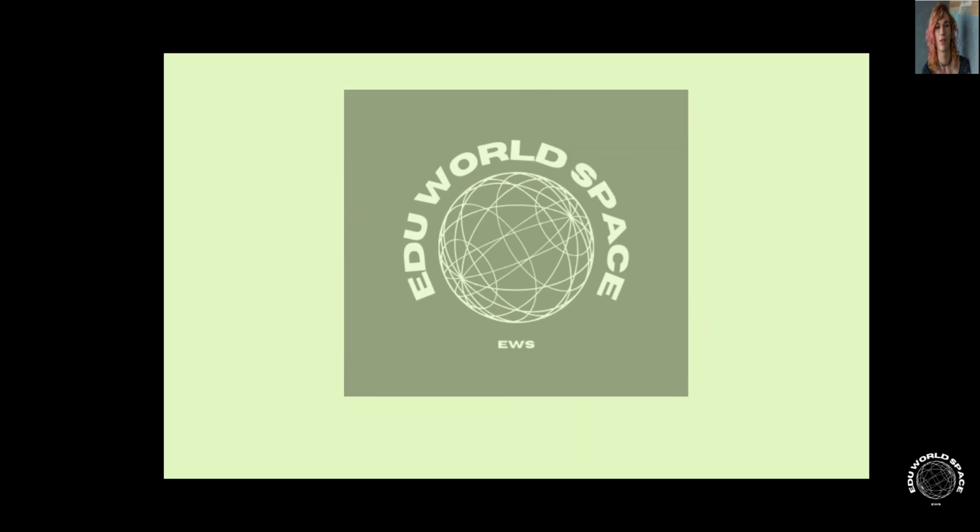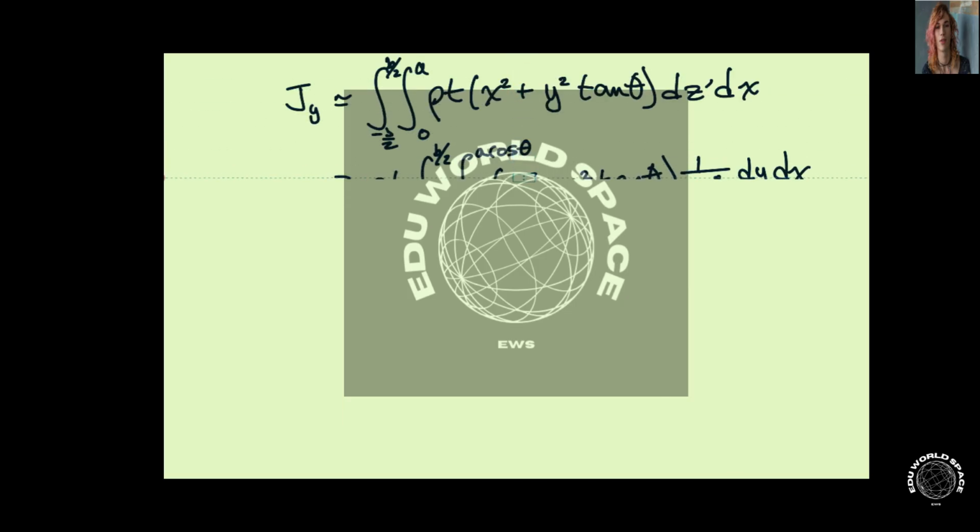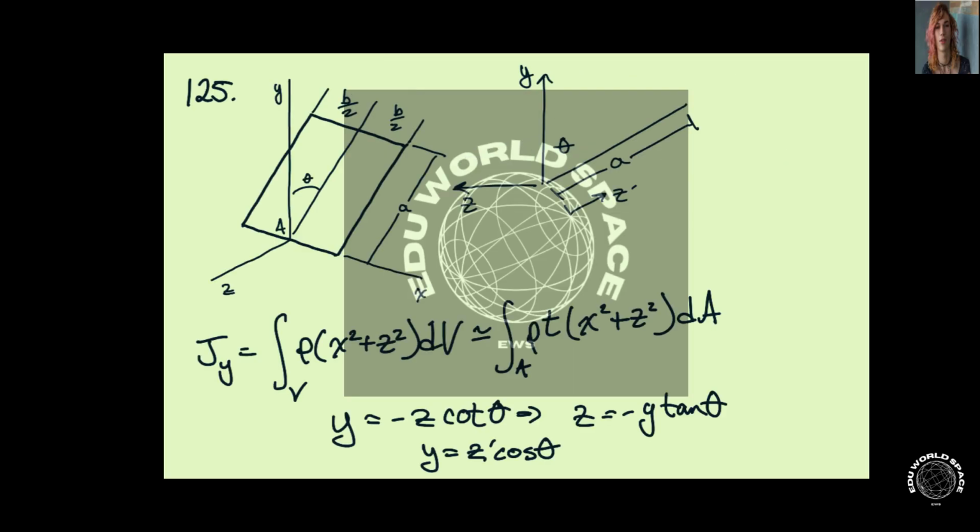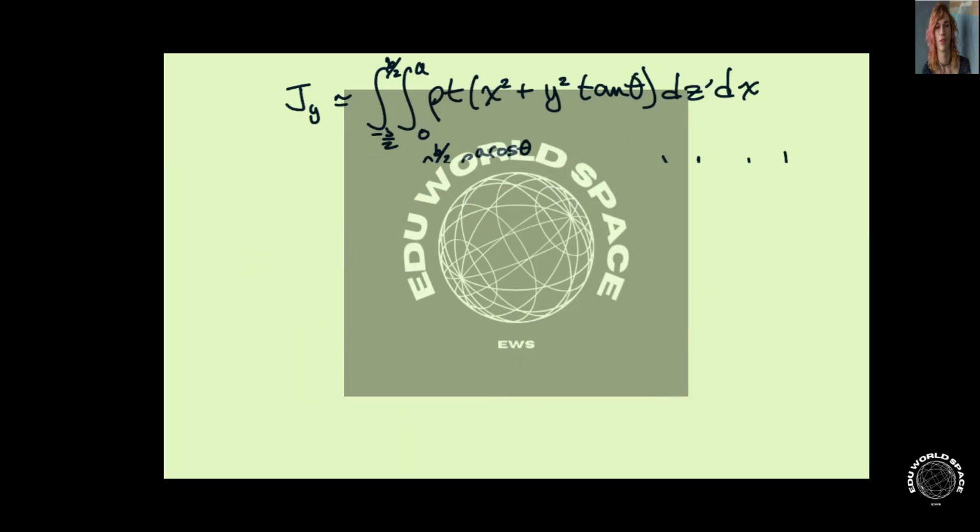Now, to do that, for the z here, we can substitute in minus y tangent of theta. So we get y squared tangent squared of theta. I forgot the squared in here. And then we're going to integrate where z prime goes from 0 to a, and x goes from minus b over 2 to b over 2.